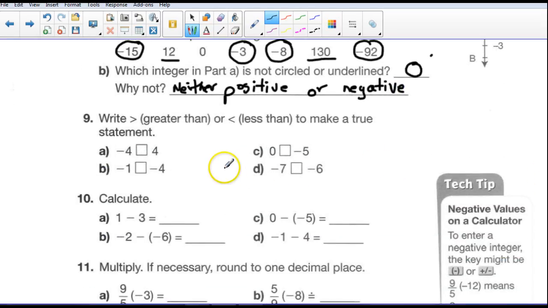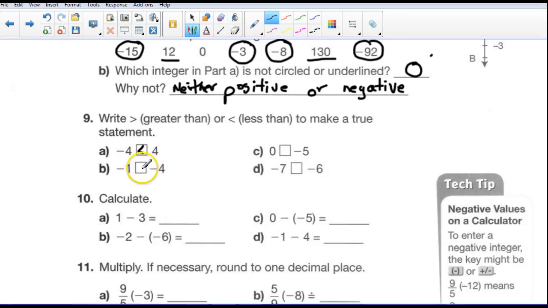Write greater than or less than to make the statement true. -4 is greater than or less than 4? Well, we know it's less than 4. And for less than, the arrow points to the smaller number. The open spot on that arrow points to the larger number.